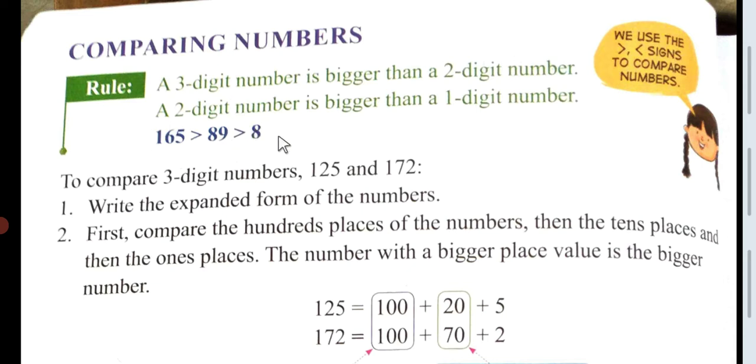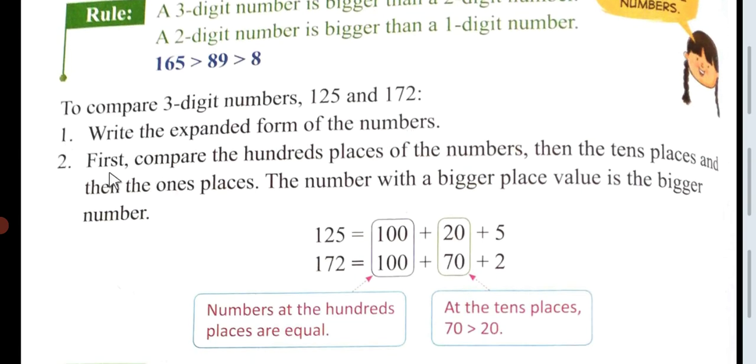So you can see these are the signs for comparing numbers. You can see here also it has been written in the yellow box. We use the sign to compare numbers. So to compare the 3-digit numbers 125 and 172, we first write the expanded form of the numbers, and first compare the hundreds place of the numbers, then the tens place, and then the ones place. The number with the bigger place value is the bigger number.